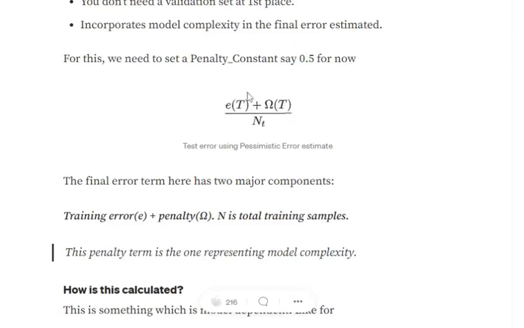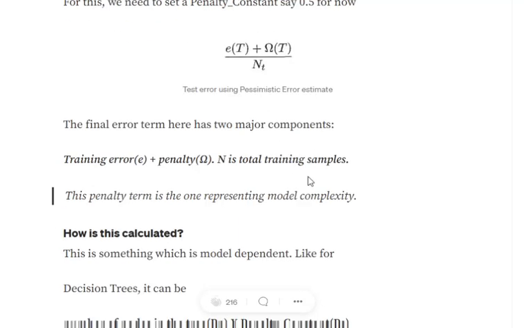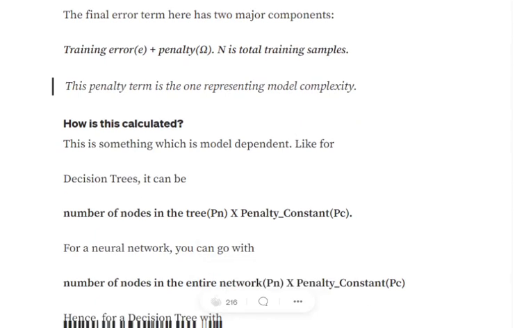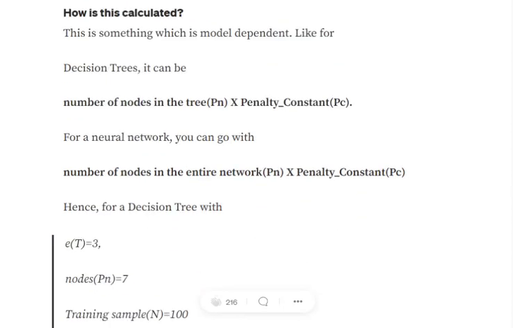Let's understand what these different terms are. e_t refers to the error over the training data set. Omega_t is a penalty term, and n is the total number of samples. The training error is something that we already know, and the total samples we already know. Now what is omega? Omega is calculated depending upon the model, using model complexity. For example, for decision trees, this term can be calculated using the number of nodes in the tree times a penalty constant. The penalty constant can be any constant, 0.5, 0.7, 0.8, whatever you wish to keep. Similarly, for a neural network, it can be the total number of nodes in the entire network times the penalty constant, or the total number of hidden layers, whatever you wish.